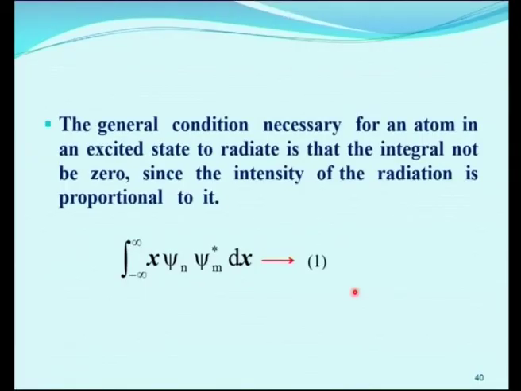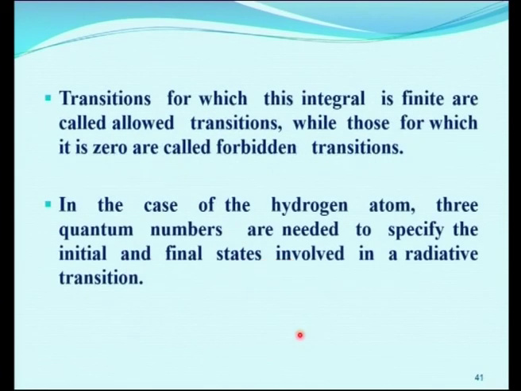The general condition necessary for an atom in an excited state to radiate is that the integral not be 0, since the intensity of the radiation is proportional to it. So, integral minus infinity to plus infinity x into psi n into psi m star dx. Transitions for which the integral is finite are called allowed transitions, while those for which it is 0 are called forbidden transitions.